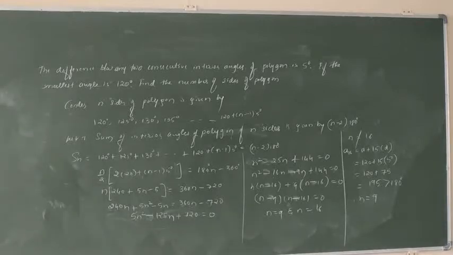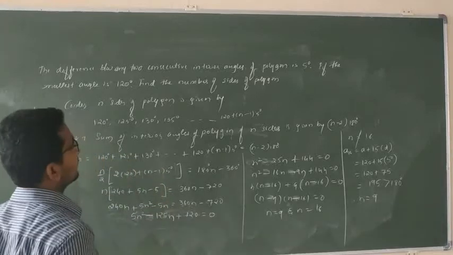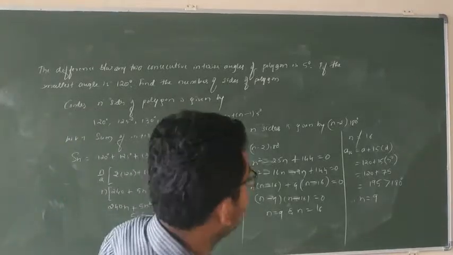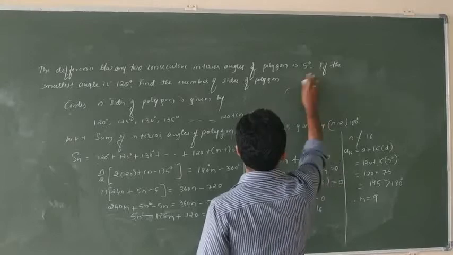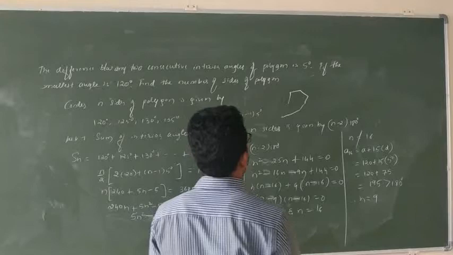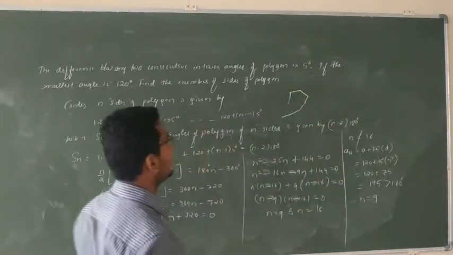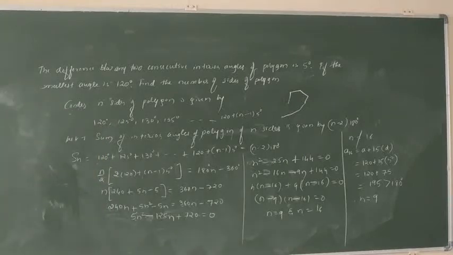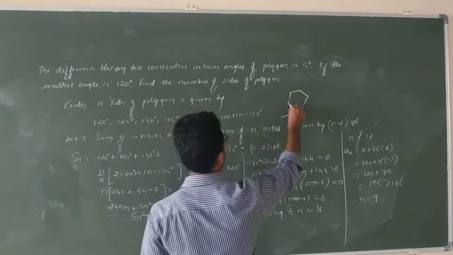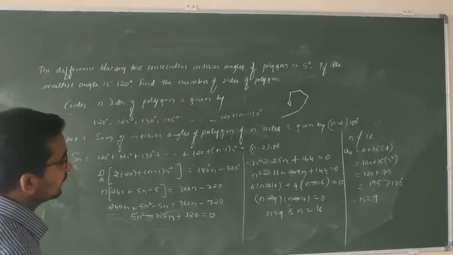So here what they have given: the difference between any two consecutive interior angles of a polygon is 5 degrees. We still don't know how many sides the polygon has, so I can take it as n sides. If one of the smallest angles is 120 degrees, then find the number of sides of the polygon. Still we don't know how many sides it has.